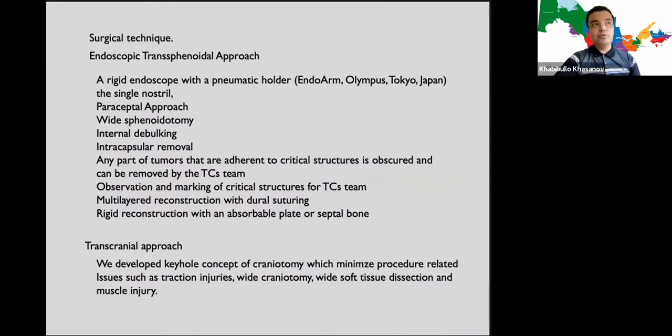For surgical techniques, we perform a standard expanded endoscopic endonasal approach. We use a rigid endoscope with pneumatic holders in the arm, Olympus, Tokyo, Japan. And we always use a single nostril approach and a paraseptal approach. We do a wide sphenoidotomy, we remove both the tuberculum sellae and planum and the sellar floor, as well as do optic canal decompression to achieve earlier optic nerve decompression, because you know, in sellar region tumors most commonly spread into the optic canal, and because of the smaller diameters of the canal and optic nerve, it causes a very compressive optic neuropathy. And so we do optic canal decompression by this approach.